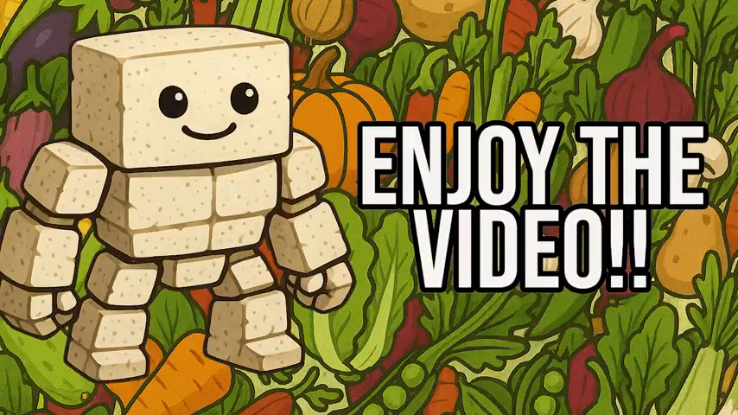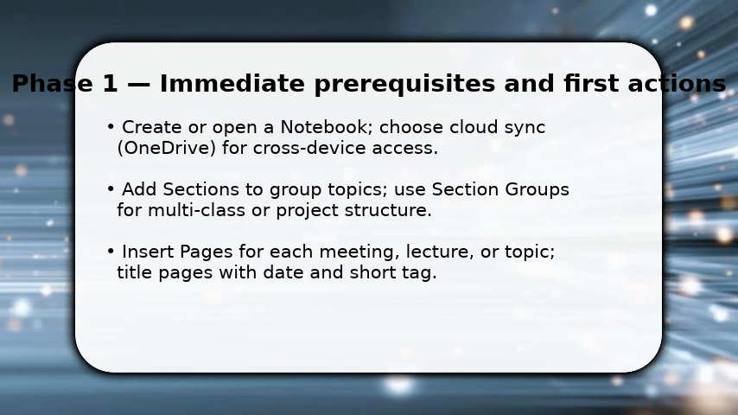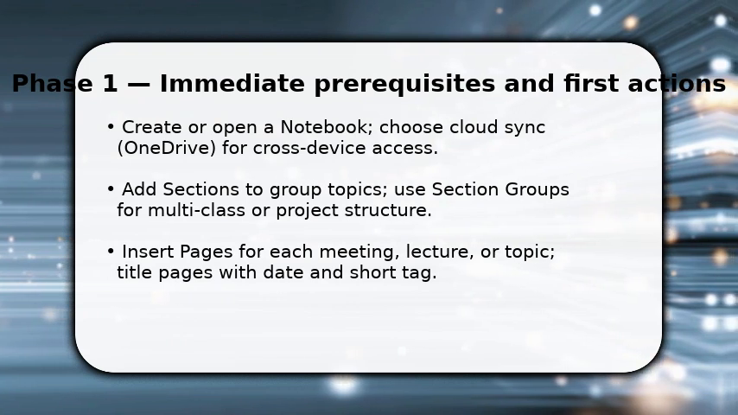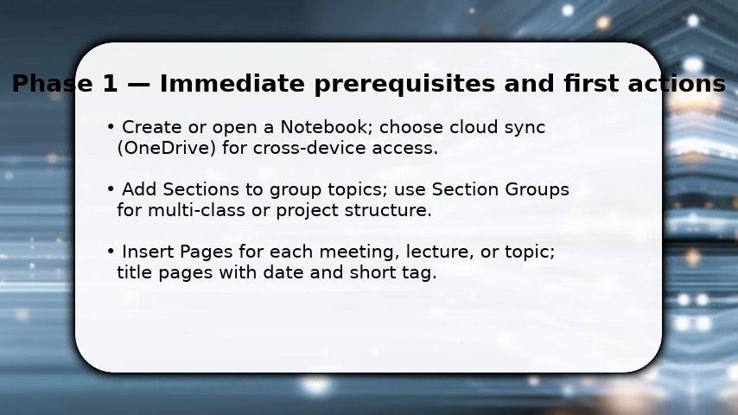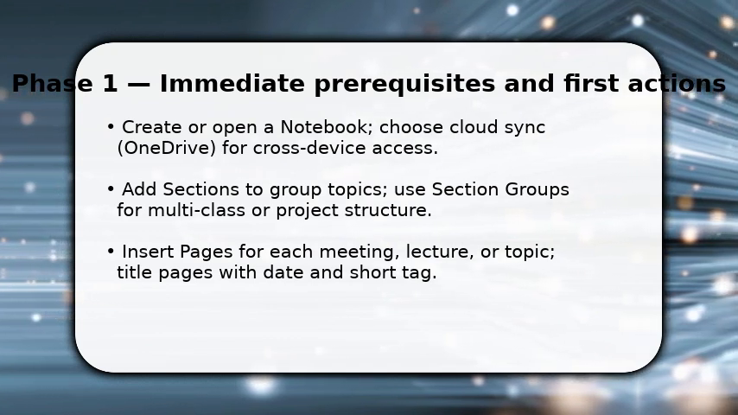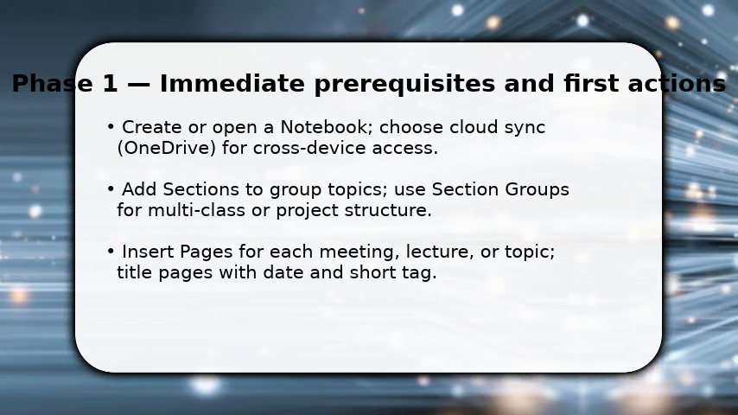Please enjoy the video. You begin by creating a notebook and choosing Cloud Sync so your notes travel with you. Click New Notebook, pick OneDrive, and name it for the project. Once done, add sections to divide major topics. Think of sections as chapters. Then create pages for each session and give each page a clear title with a date and tag.